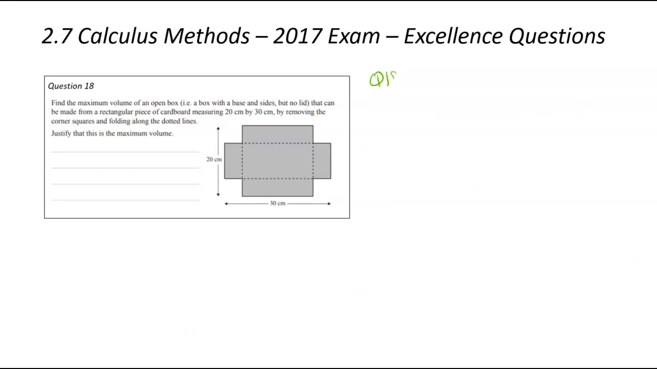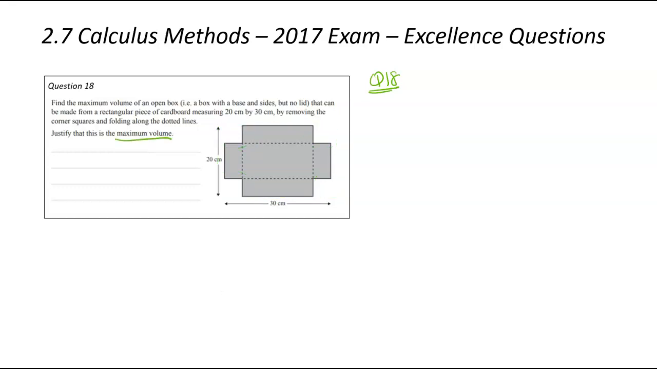Now looking at question number 18, and this is definitely the funnest excellence question that I've looked at. We've been asked to find the maximum volume of an open box. That is a box with the base but no lid, that can be made from a rectangular piece of cardboard. We've been told that the cardboard is 20 centimeters by 30 centimeters. And it looks like the square corners have been cut out to allow it to fold up into that box shape.